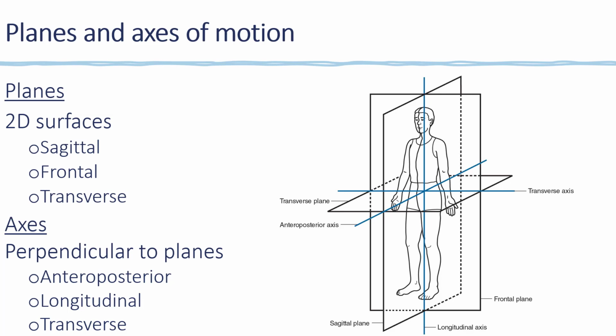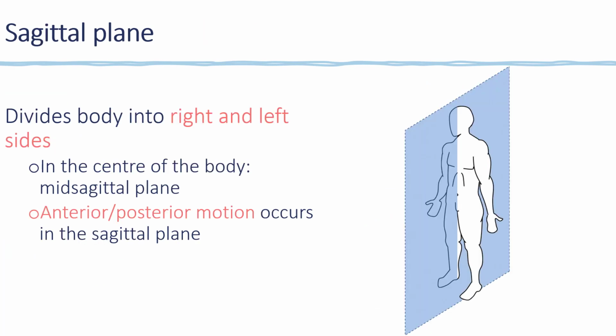So I'm going to break that up now into each plane and each axis so that you can have a really visual understanding of what this all means. So the first plane we have is the sagittal plane. And this plane divides the body into right and left sides.